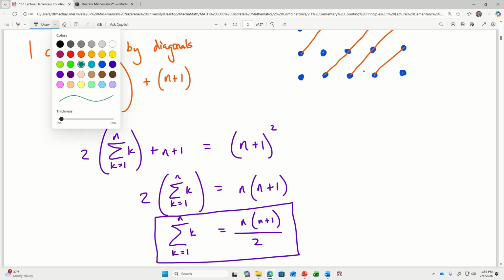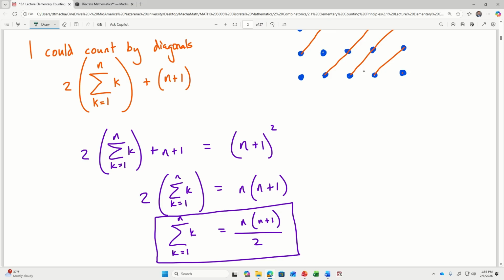Have we already done this in this class? Have you seen the triangular numbers yet? No? Okay, so here's a puzzle. What is the sum of 1 plus 2 plus 3 plus 4 plus 5 plus 6 plus 7 plus 8 and so on plus 98 plus 99 plus 100?